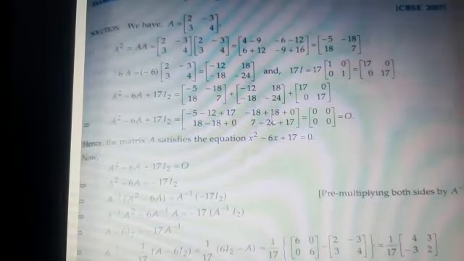So this type of question has been asked in the board exams also. Practice this type of question also, without using the formula of A inverse, and see how you can find A inverse by using the equations. Thank you.